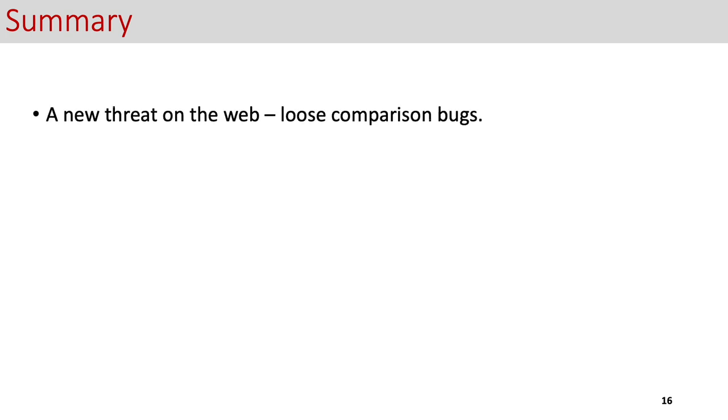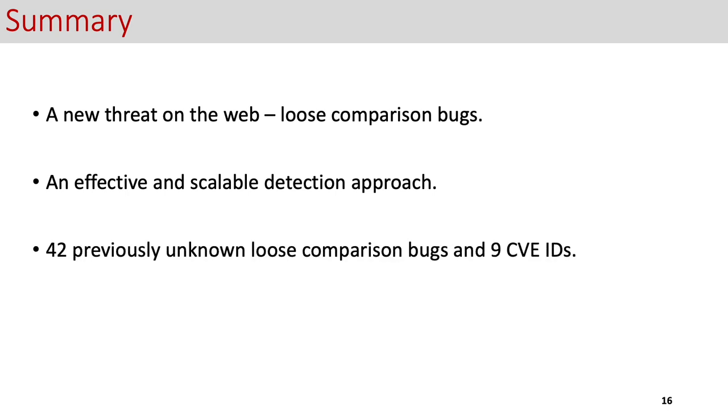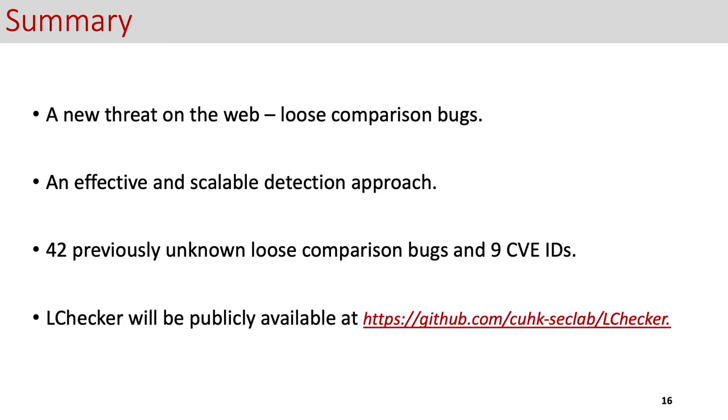In summary, in this work, we define and study a new threat on the web, loss comparison bugs, and we propose an effective and scalable approach to detect loss comparison bugs. And then, with our system, we successfully identified 42 previously unknown loss comparison bugs, and we obtained 9 new CVE IDs. We will make our system publicly available on GitHub.